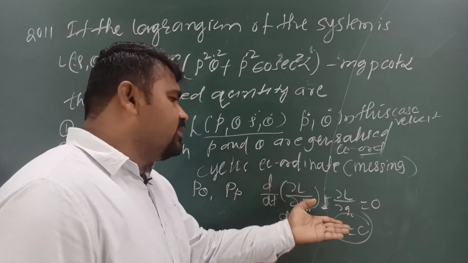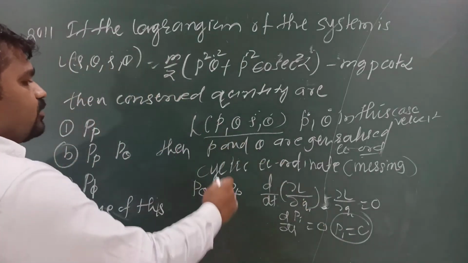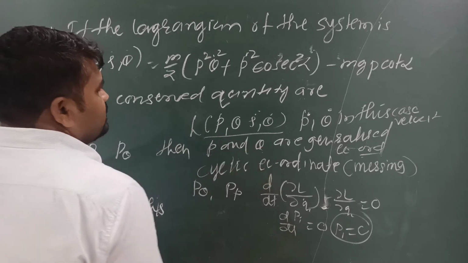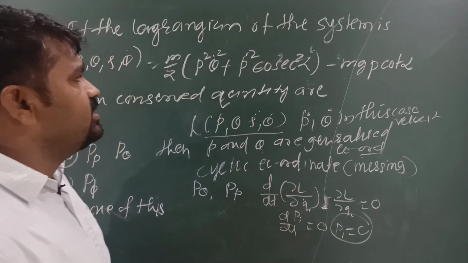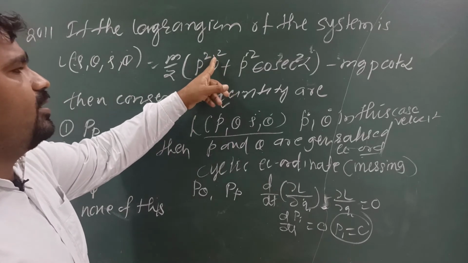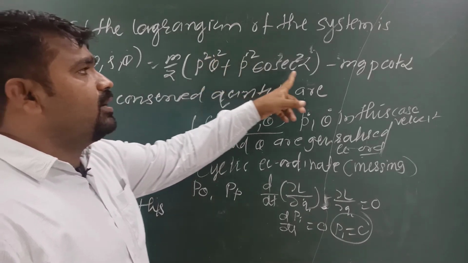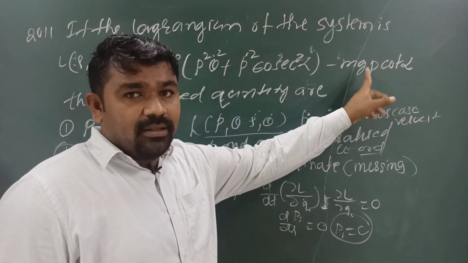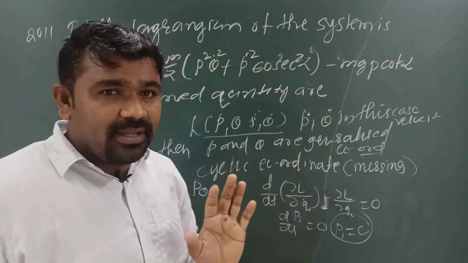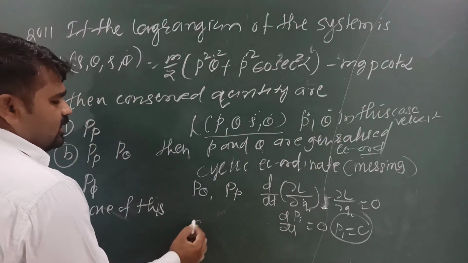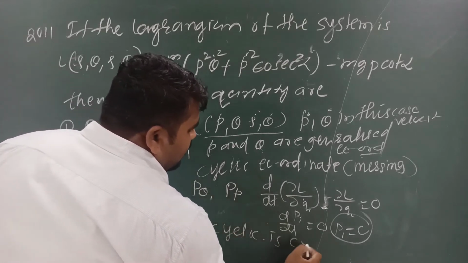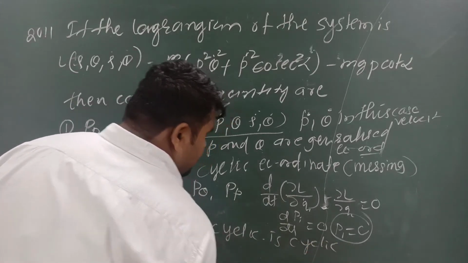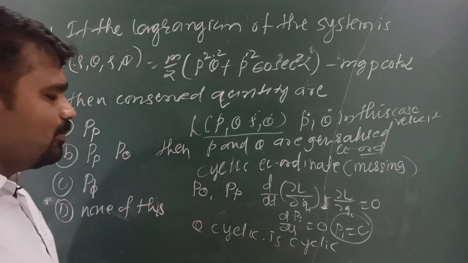Got it? General things. Now here the generalized coordinates are rho and theta. In this case, which component is missing? Here is a theta dot, here is a rho dot. But here rho is present, but theta dot is not present. Means in this case, theta is a cyclic coordinate. Got it? This one is a cyclic coordinate, an ignorable coordinate.